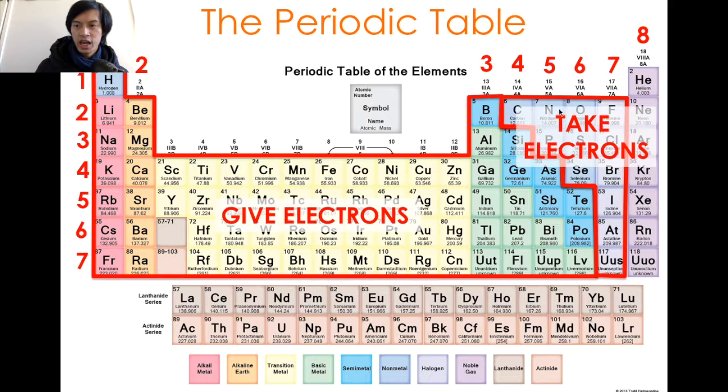Now you will notice here that group 8 does not belong to either give or take, because when you are in group 8, you have a full outer shell. You have either 2 or 8 in your outer shell, and therefore you are stable energetically, and you don't need to take or give electrons to become stable. Okay, and we'll talk about that a bit more when we go into chemical bonding.